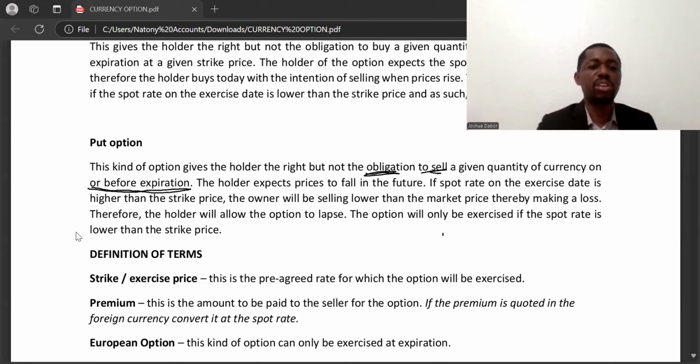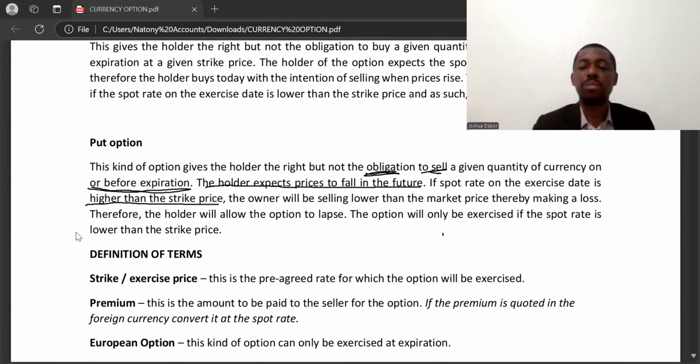Later, we'll be talking about the European option and the American option, since I'm using the words on or before expiration. Okay, the holder expects the price to fall. So if you have a commodity and you expect the price to fall in the future, what do you want to do? You want to sell. If the spot rate on the exercise day is higher than the strike price, the owner will be selling lower than the market price, thereby making a loss. Therefore, the holder will allow the option to lapse.